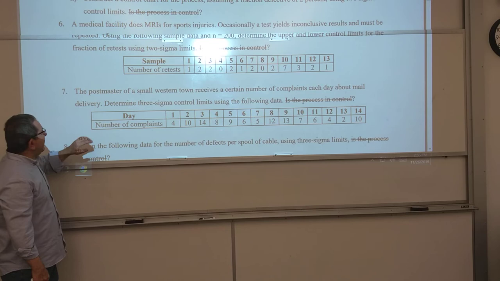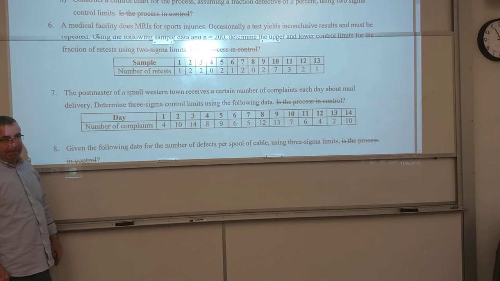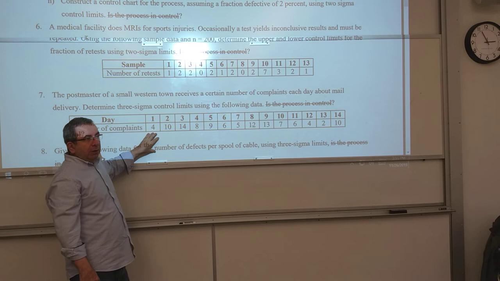day about mail delivery. Determine 3 sigma control limits using the following data. Okay, so on day 1, there were 4 complaints. On day 2, 10 complaints. On day 3, 14, etc.